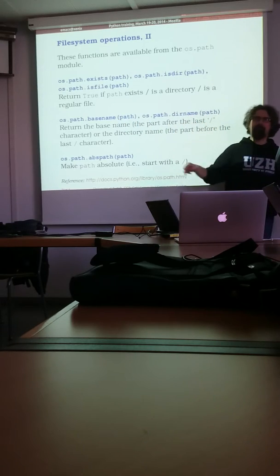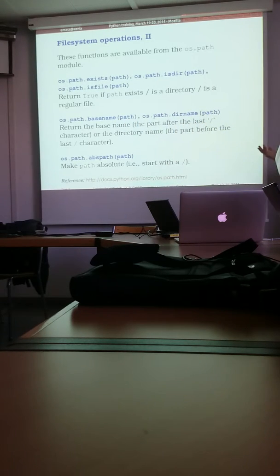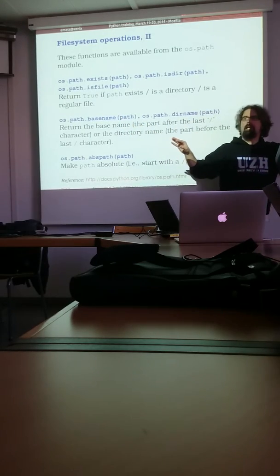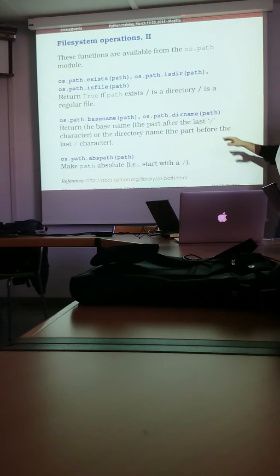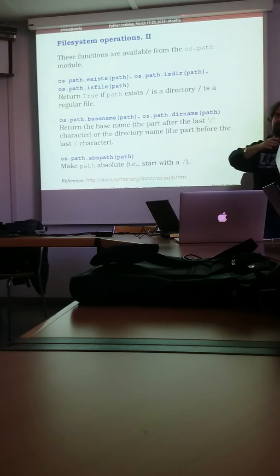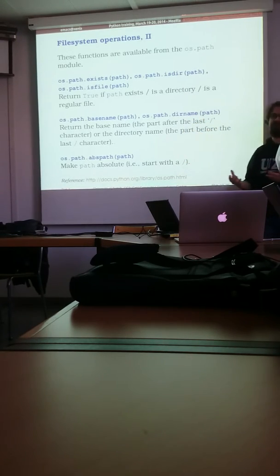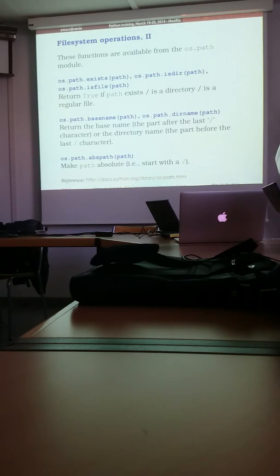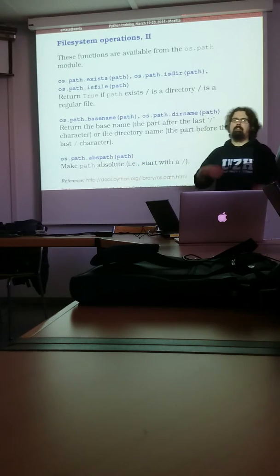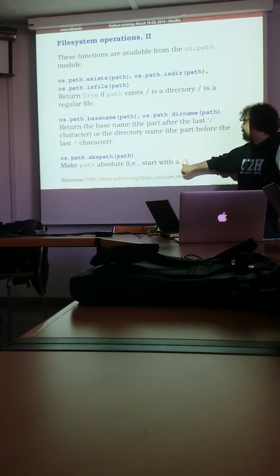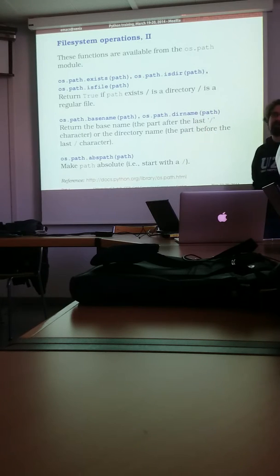basename and dirname are just the equivalent of the terminal commands. So basename returns just the file name, stripping away any directory path before it. And dirname does the reverse: given a path, it returns everything but the file name, so everything but the last component. So dirname is for directory name. And abspath returns the absolute path of the file, so the path starting from the root directory / in the Unix file system.